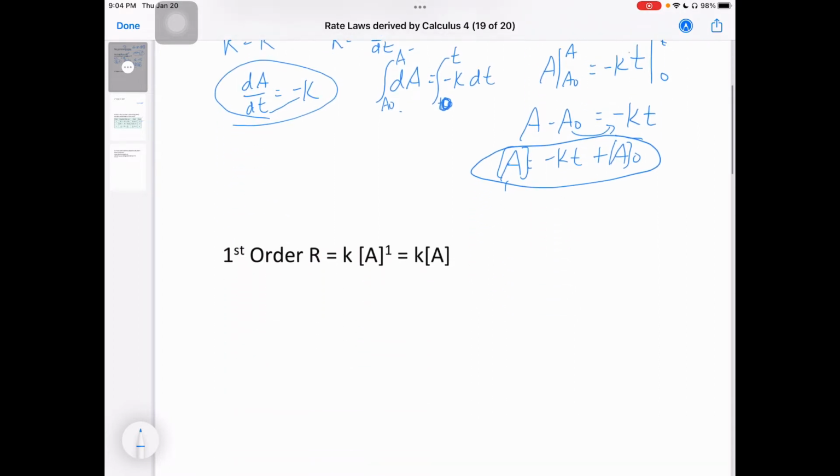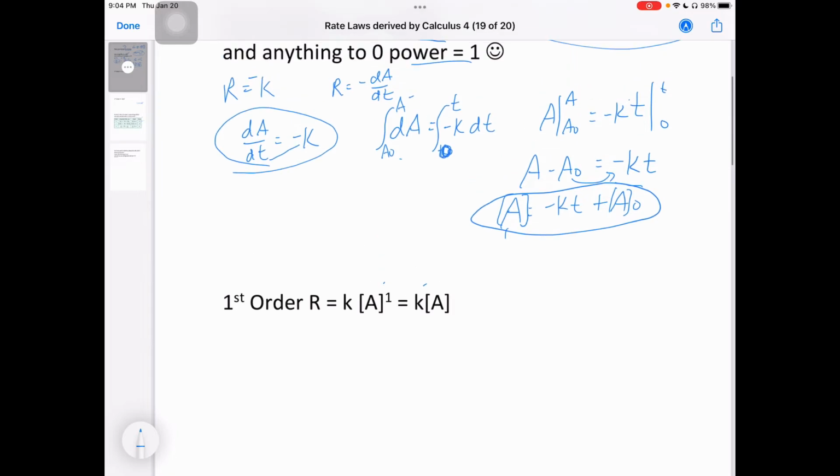Okay, let's do it for r equals ka to the 1. How is that going to change? Well, you have to know a little bit more calculus, because a simple integral of dx is x minus 0, which is, in this case, a minus a0, which is how I got this one. So let me do the same thing. R equals dA dt, and it's a negative slope. So I'll say dA dt equals negative Ka.